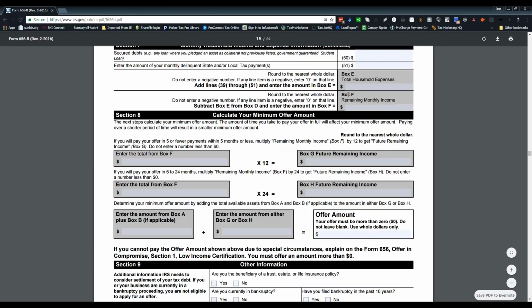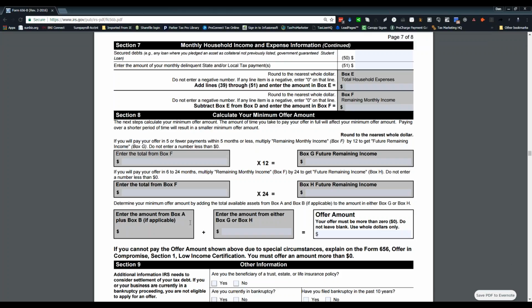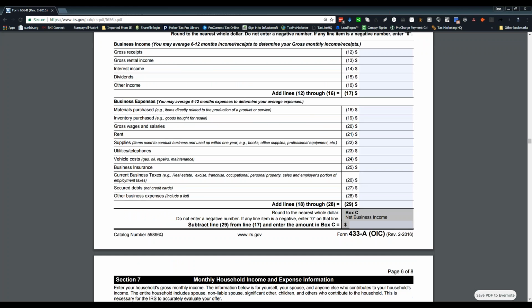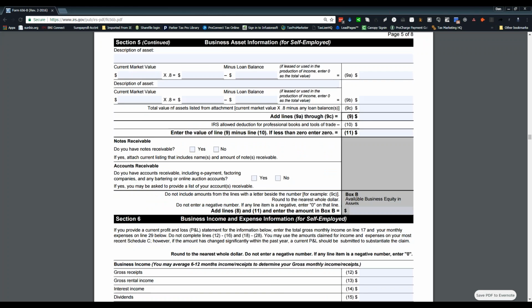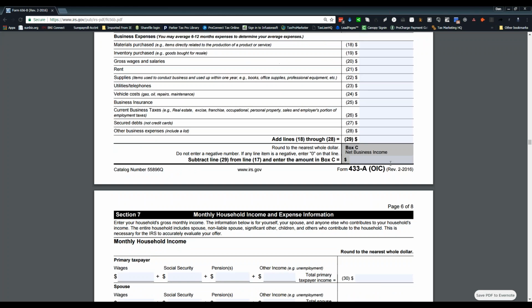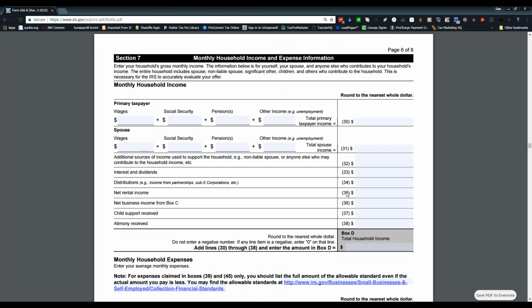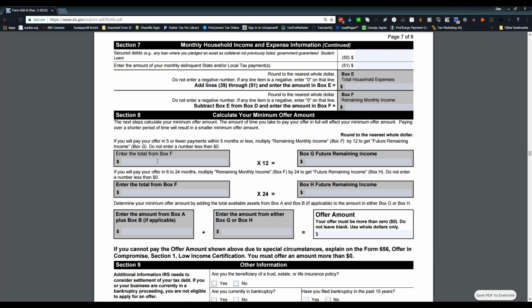At the end of the day, we are looking for box F and box A. So box A, and if you have self-employed individuals, you're adding that additional information here for box B from the business side and box C from the income side. And then at the end of the day, box F is the remaining income. So if, again, the answer is 100.